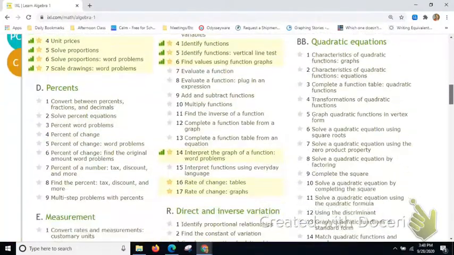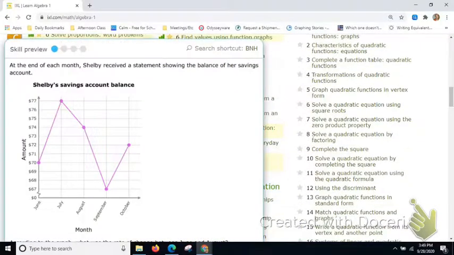So very much real life application things there. And then rate of change from graphs.